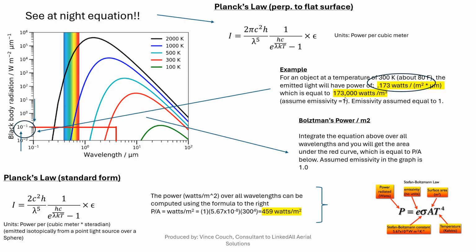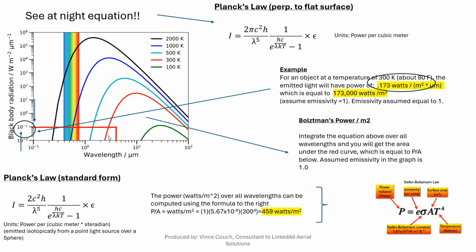Now, if you want to convert that to watts per cubic meter, you multiply it by 1 times 10 to the 6 micrometers per meter, and that's where this comes from. The emissivity, I'm assuming, is 1. That's a perfect emitter, black body. Then you can integrate that.